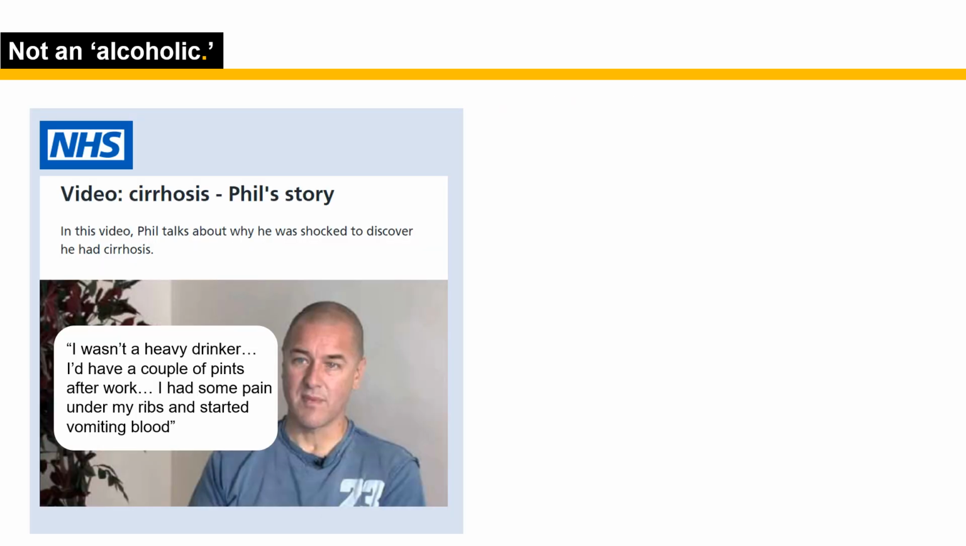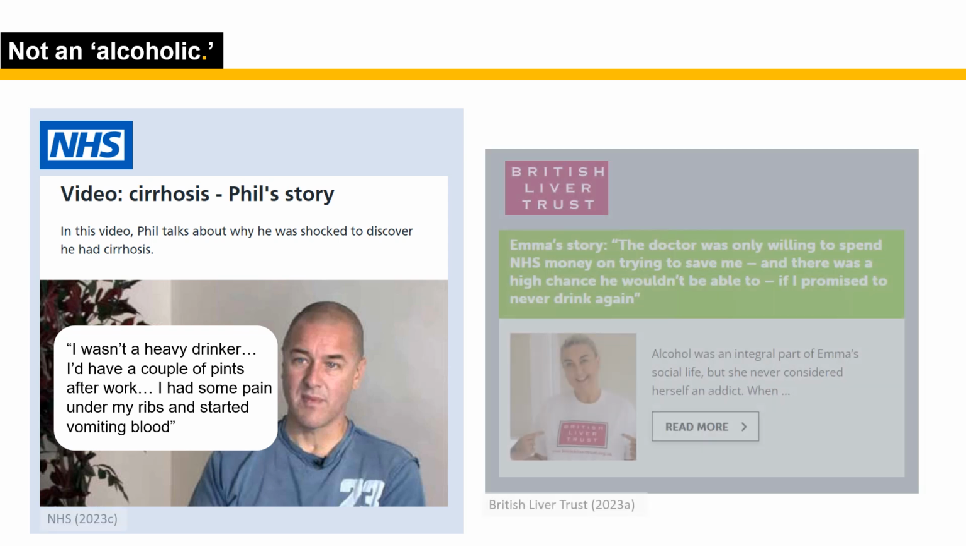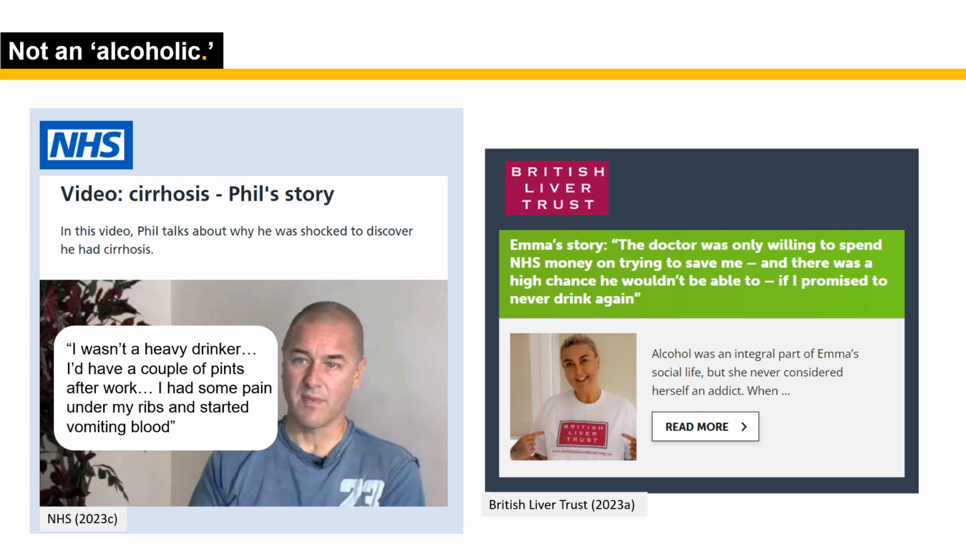So we find Phil's story on the NHS website, on the page about liver cirrhosis. He has a very similar story to Derek. He says, I'm not a heavy drinker, I had a couple of pints after work, and he didn't know there were any problems until he had some pain under his ribs and started vomiting blood. We find something similar again on the British Liver Trust. We find Emma's story there. She didn't consider herself to be addicted to alcohol. She's just drinking quite high amounts of it and ended up with liver failure.